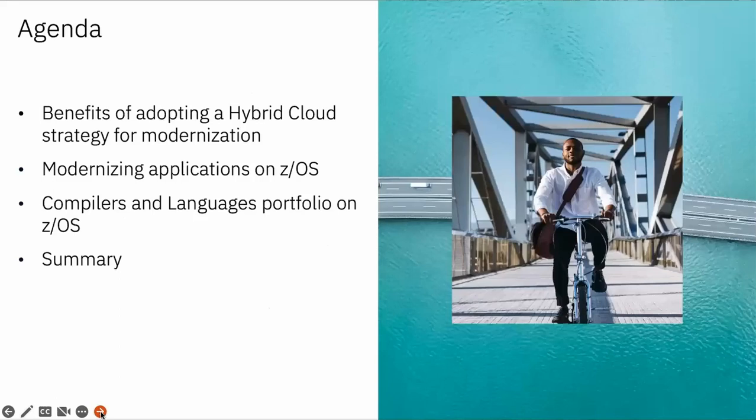So here's the agenda for today. We briefly go over the benefits of adopting a hybrid cloud strategy for application modernization. Why is it going to be a good approach for your digital transformation? Handling a digital transformation so that you can be more competitive in the market. And we're talking about what we mean by modernizing applications on z/OS. And then we'll go through the compilers and language portfolio and tell you how you can actually make use of them. And then we'll summarize at the end.